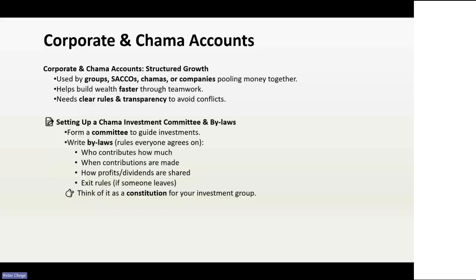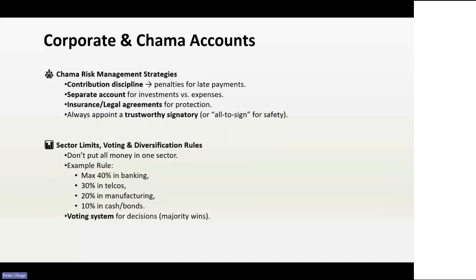So then how do you manage risks? Remember, there are so many risks when you are investing as a group. So one of them is contribution discipline. It needs to have penalties for late payment so that members feel that pain and they pay early.